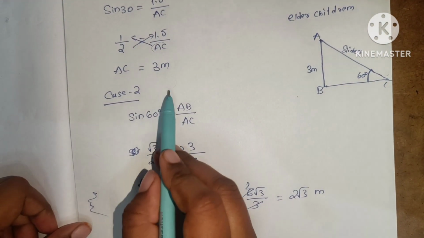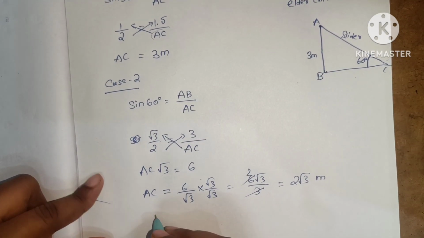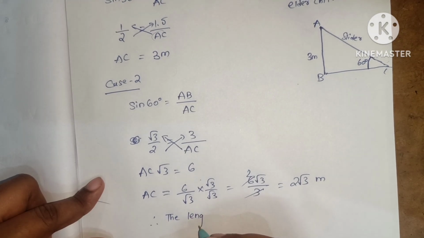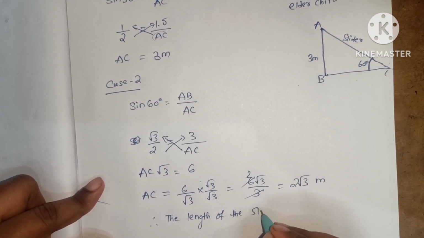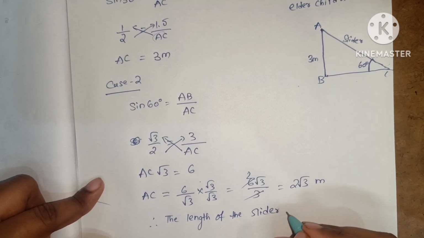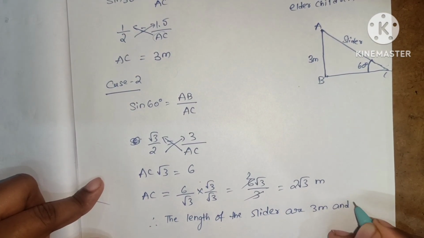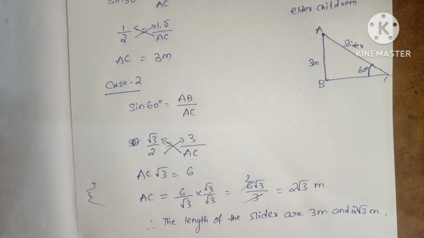So one slider length you got is 3 meters, another slider length you got is 2 root 3 meters. So the lengths of the sliders are 3 meters and 2 root 3 meters. Understood? Let us do the next sum.